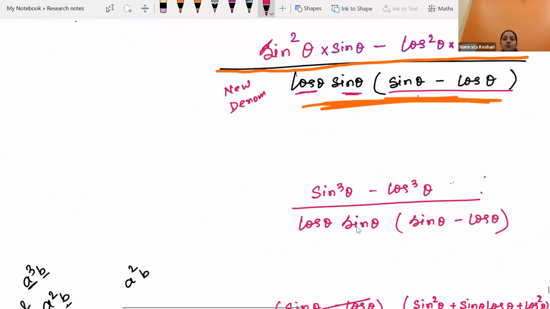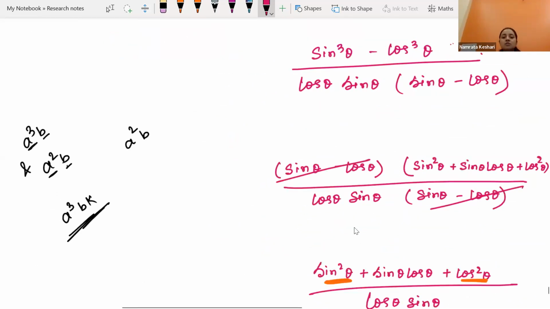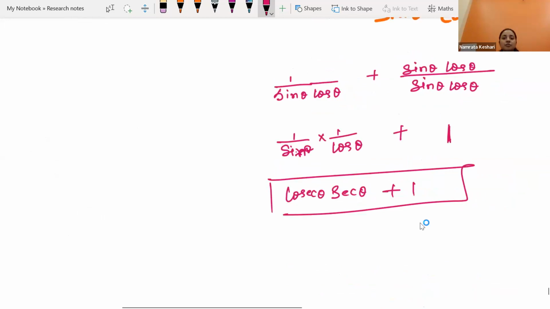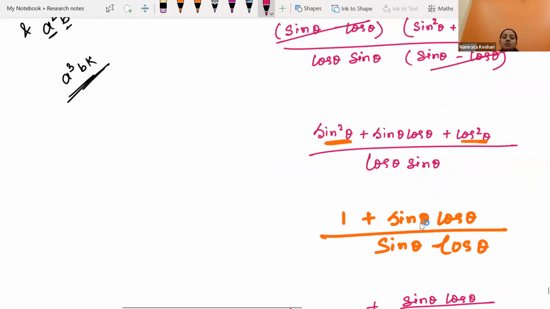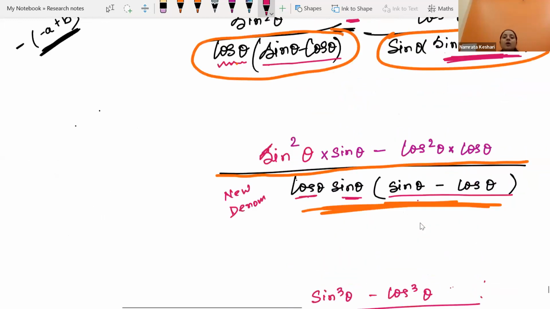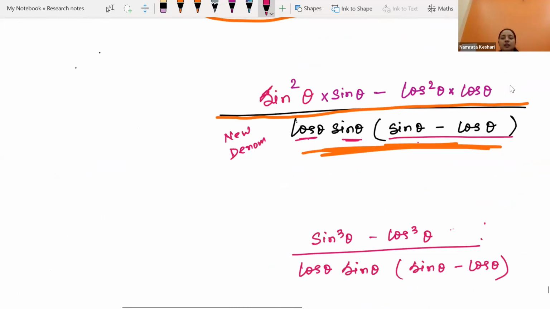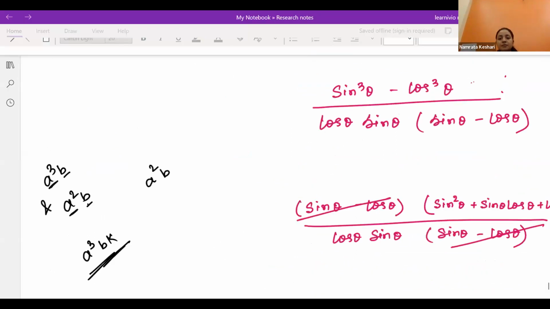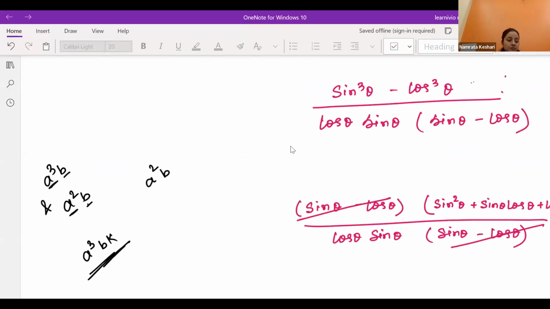You must know all the identities: a plus b whole square, a minus b whole square, a square minus b square, a cube minus b cube, a plus b whole cube, a minus b whole cube. All the formulas must be on your tips. So we applied the formula and we ended up getting something like this. And from here, we got the proof. You just have to keep on going, keep on going. Automatically, you will end up doing the proof. Everyone getting it? Yes. Let's continue.